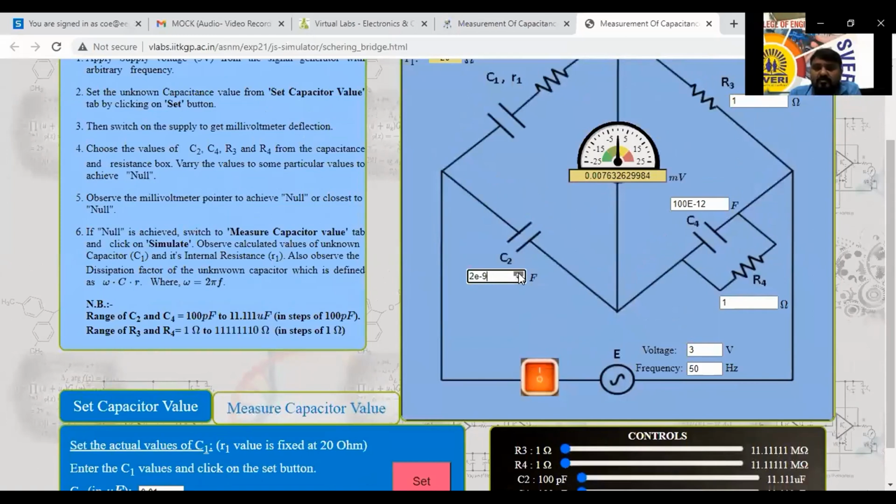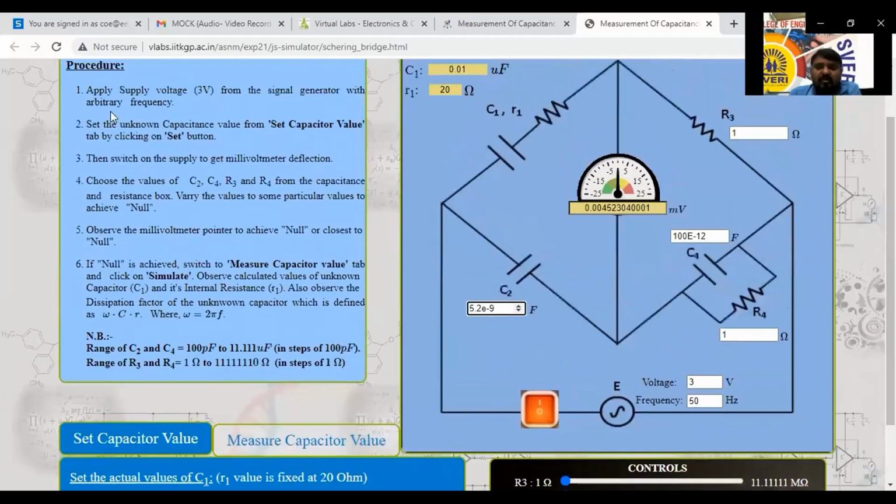Is it reducing or not? Is it decreasing now? Yes, sir. According to this procedure only I will follow here now. Beside, they have mentioned the procedure.